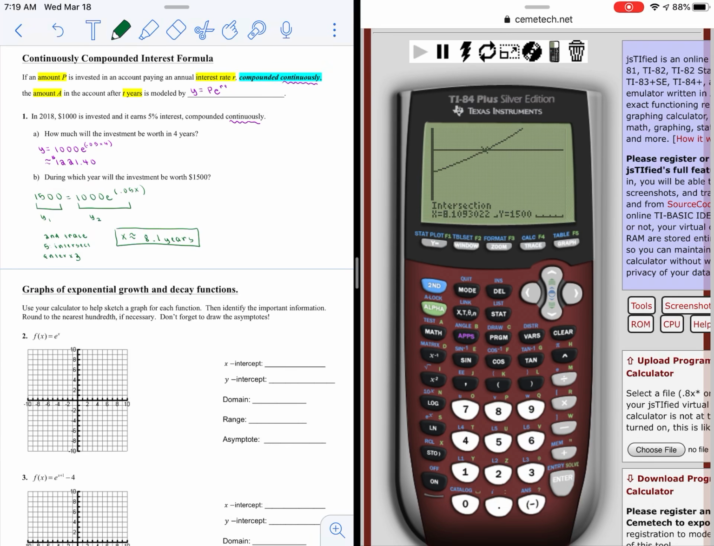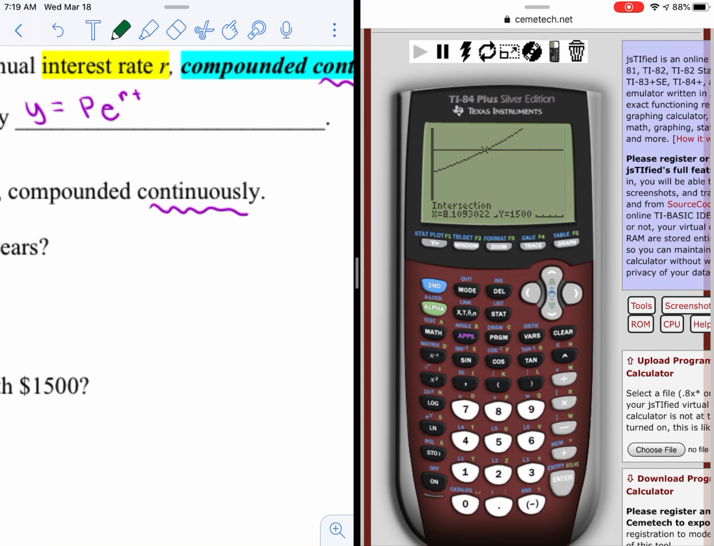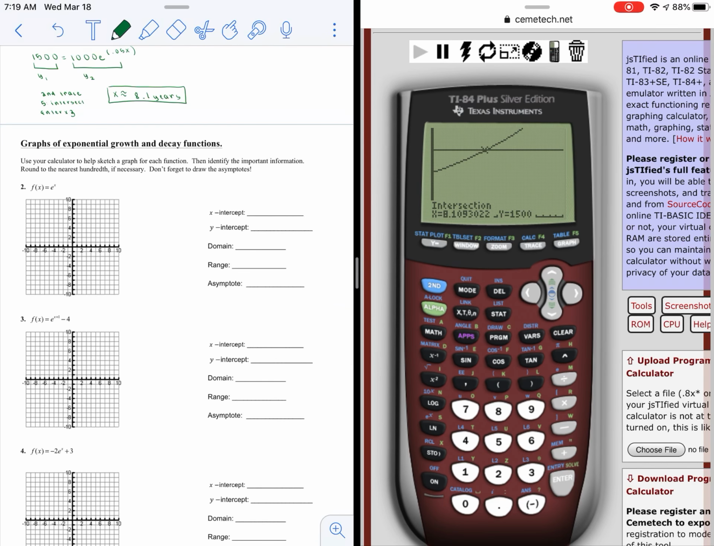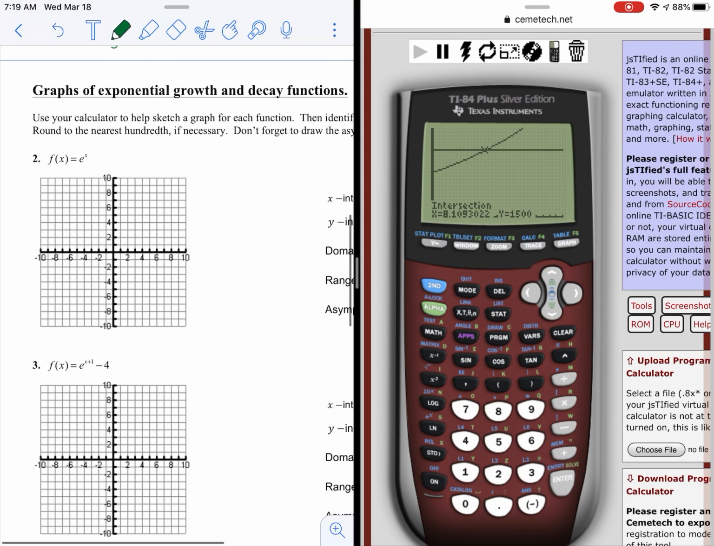So that is how you use this new formula. So just keep an eye out for that word continuously. And then the final topic we're going to look at is how to graph these. This is identical to what we've been doing with growth and decay functions. You're just typing in something that is a different function.